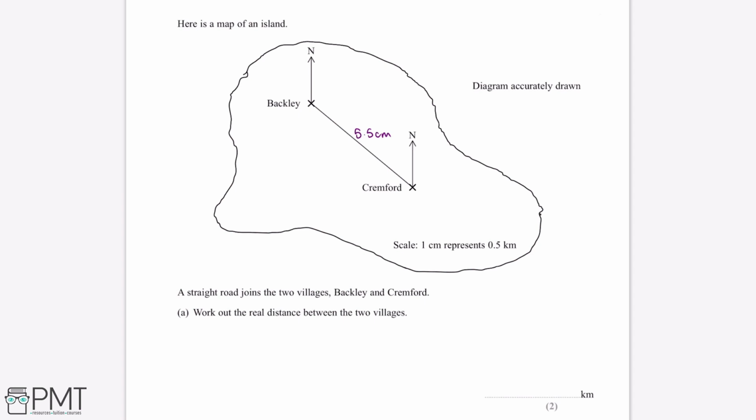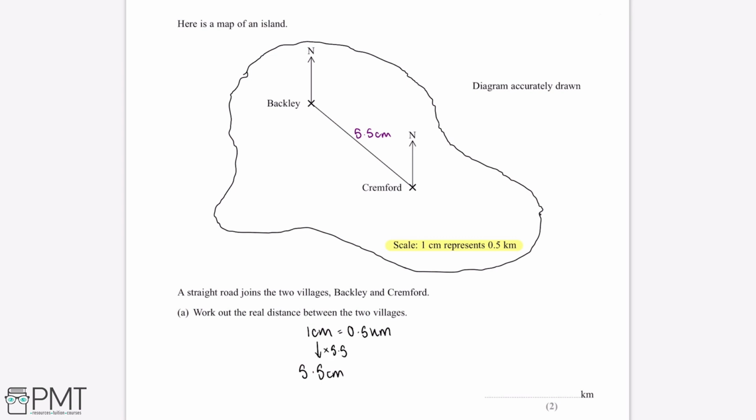Now in this question we've been given a scale which we can use. So it tells us that 1 centimetre represents 0.5 kilometres. However, we've measured a line of 5.5 centimetres. Now, in order to get from 1 centimetre to 5.5 centimetres, we need to multiply 1 by 5.5.